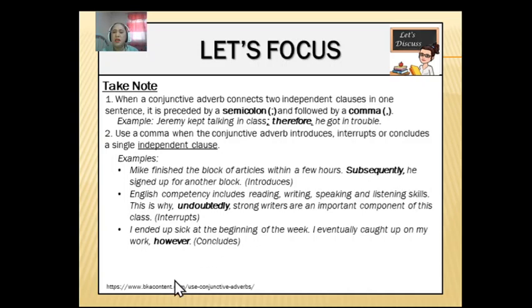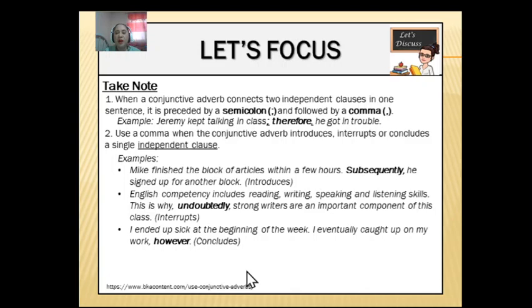English competency includes reading, writing, speaking, and listening skills. That is why, undoubtedly, strong writers are an important component of this class. In this sentence, the conjunctive adverb undoubtedly interrupts or is found in the middle of the sentence. That's why you have a comma before the word undoubtedly and a comma after the word undoubtedly.